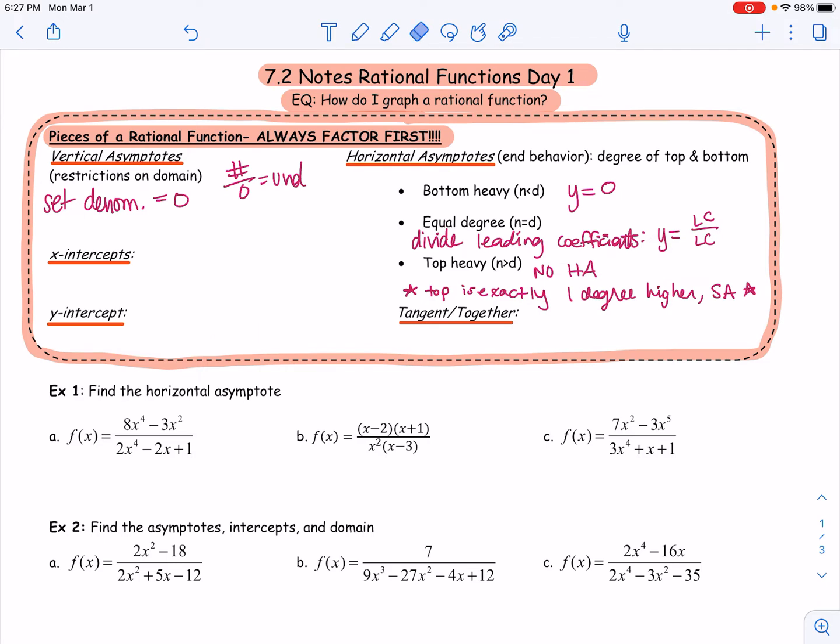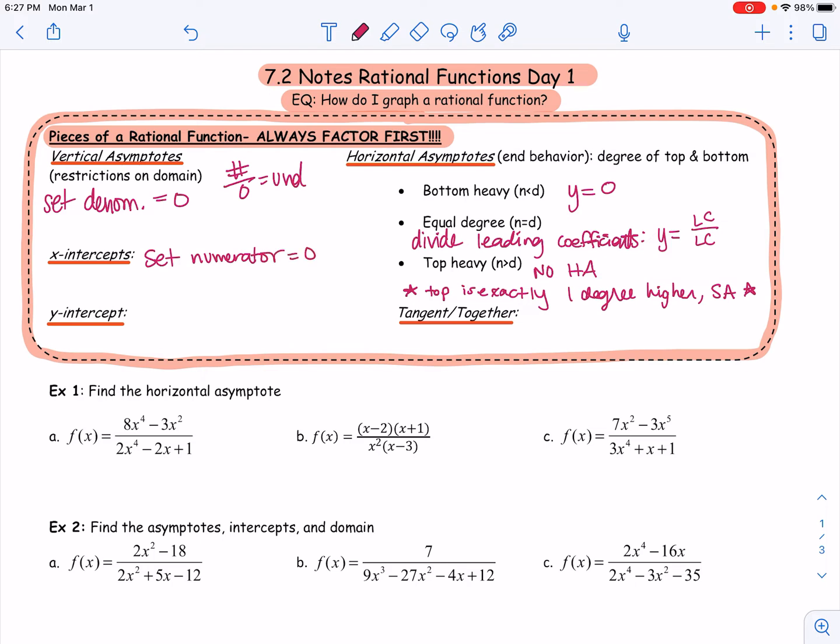If I have an x-intercept, that means what is giving me 0 as that y value? Well, if I have y equals some polynomial divided by another polynomial, how do I get 0 over here? Well, that means I have 0 divided by any number. So I don't actually care what's happening in the denominator. All I'm focused on is that numerator and setting it equal to 0.